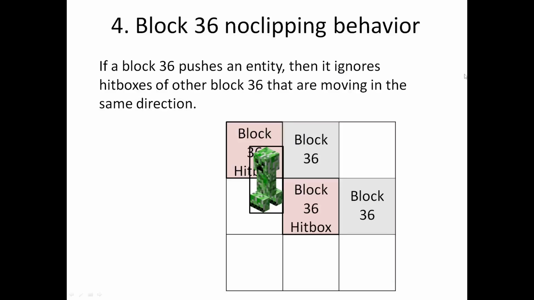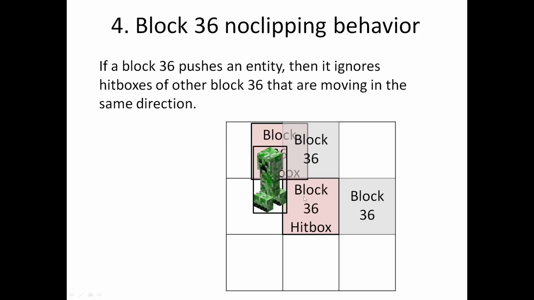Now there's one more trick which we need to talk about, and that is the no clipping behavior of block 36. Namely, if a block 36 pushes an entity, then during this movement the entity will ignore all hitboxes of block 36 which are also moving in the same direction. So if you have 2 block 36 which are moving right, and one of the block 36 is pushing an entity into the hitbox of the other block 36, then the entity can just simply clip into the block 36 hitbox, even if it would usually not be able to enter this hitbox.